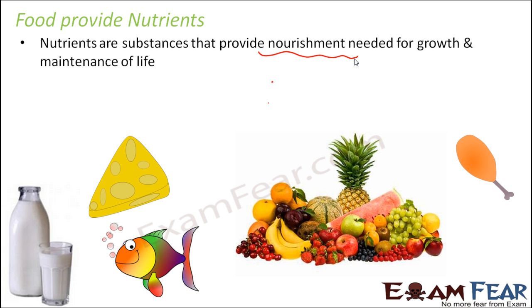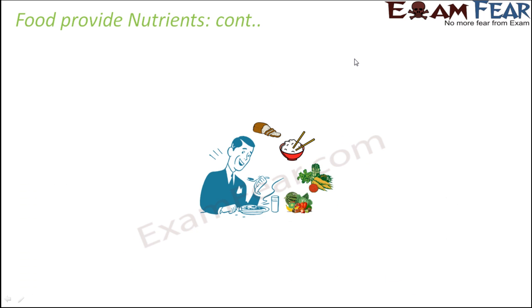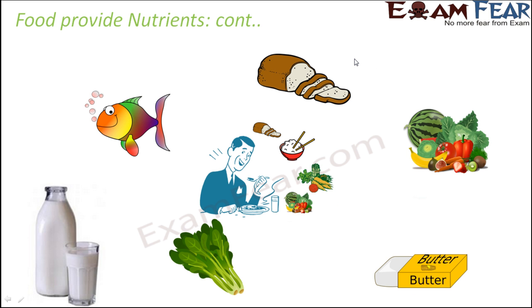But these nutrients are present in food items, whatever we eat, whether you think of milk or cheese or fish or meat. All of them contain nutrients. Now there are many different types of nutrients which are present in food. We will quickly have a look at that. Let us look at all these food items and see what is that specific nutrient which is being provided by that particular food item. Now it is not necessary that one food item can provide only one nutrient. It can provide multiple nutrients as well. So let's have a look.